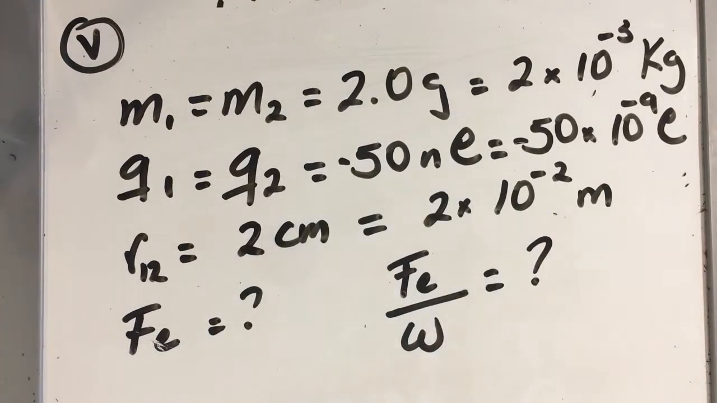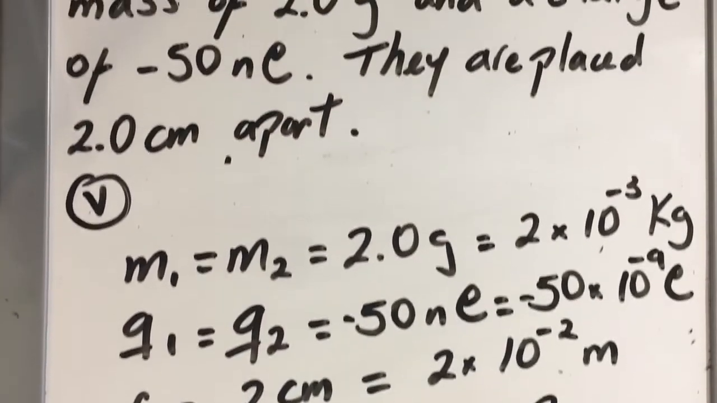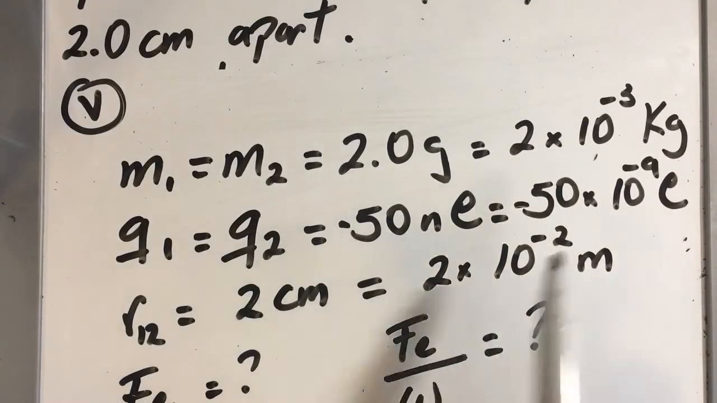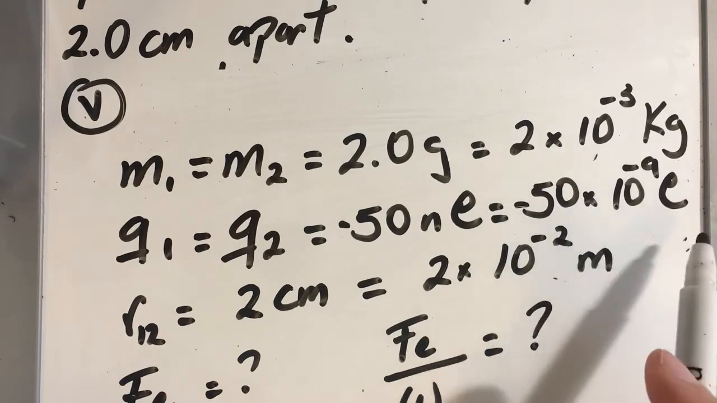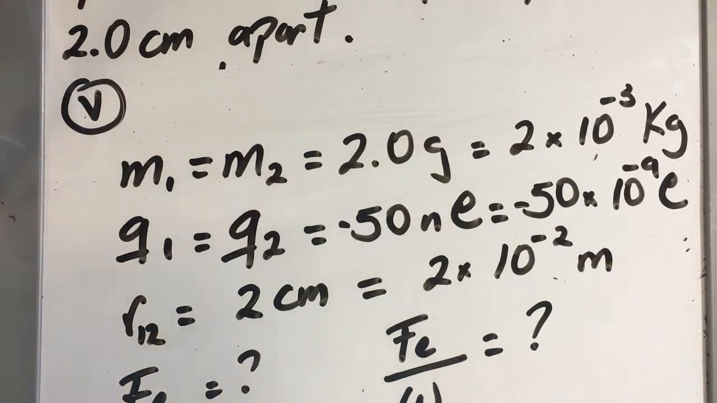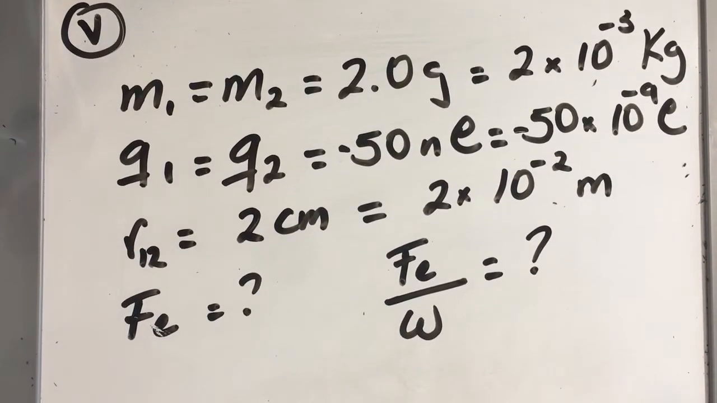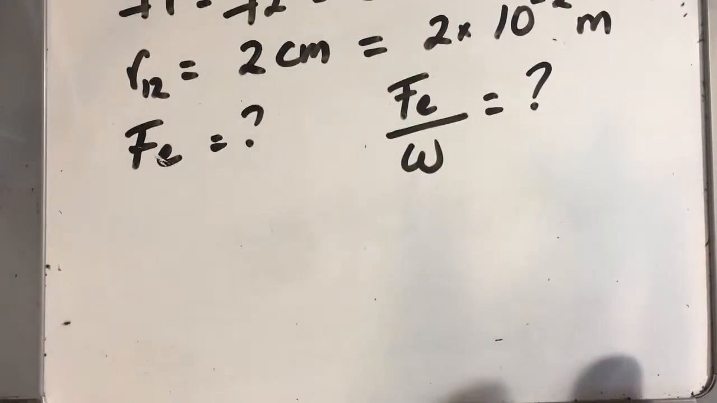So we have that the charges of my spheres are minus 50 nanocoulombs, which means that is minus 50 times 10 to the minus 9 coulombs. In the previous video, I just omitted the minus when I was writing the information that was given to us in the problem. So now that we have all of our variables, let's try to do a bit of a diagram.